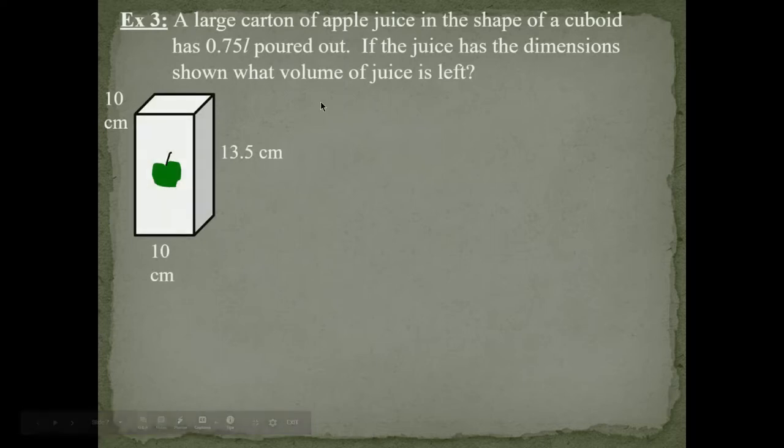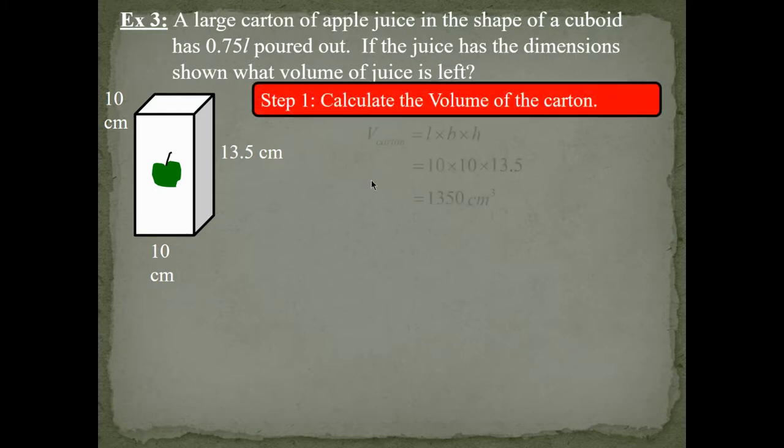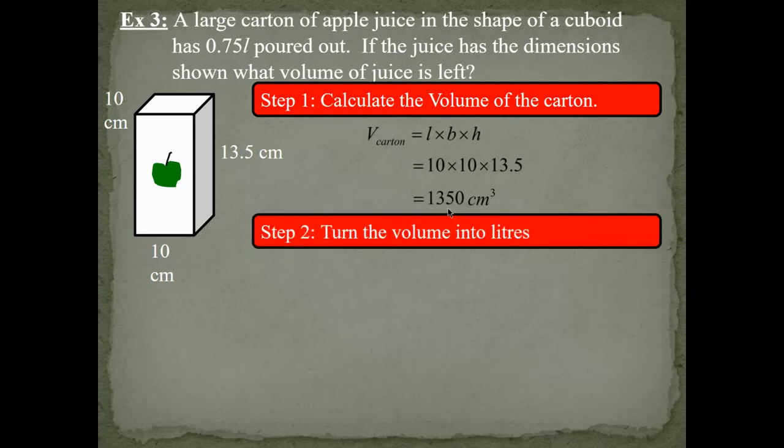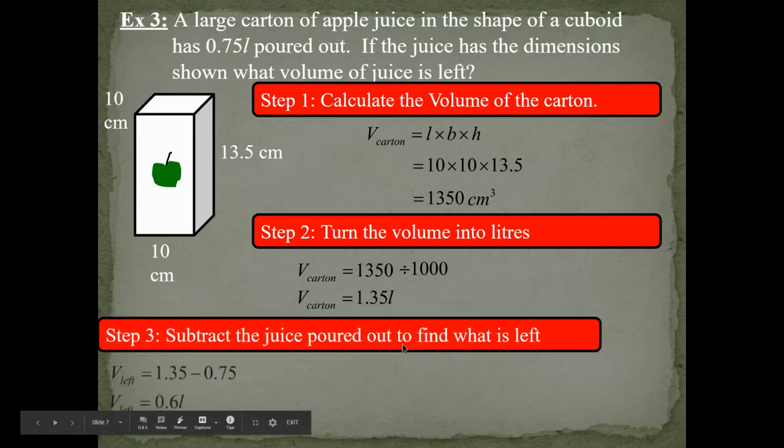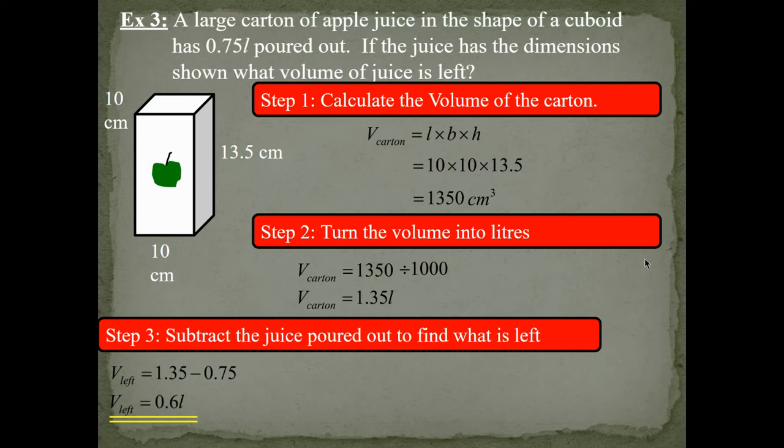The final example is an example here where we've got everything in centimetres. We've got it as a cuboid, and we're told about a capacity of liquid that's poured out. So first of all, we need to calculate the volume. We then need to turn this volume into litres. And then 0.75 has been poured out, so we have to subtract that, and we're given our final answer there as 0.6 litres. The next video will be dealing with more three-dimensional shapes and volume.